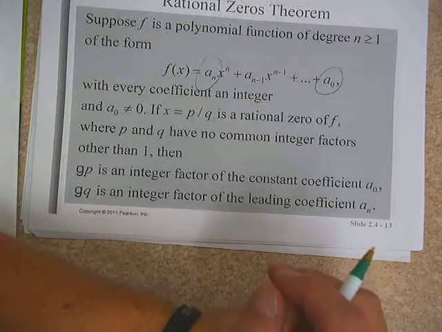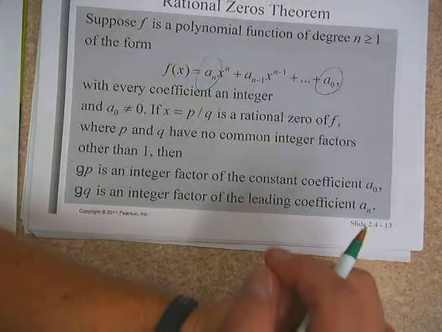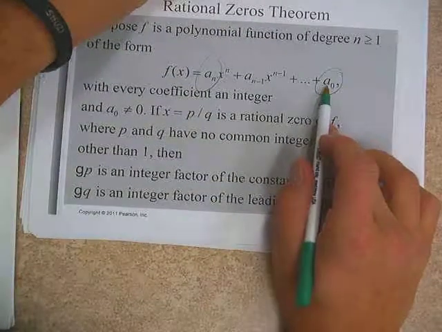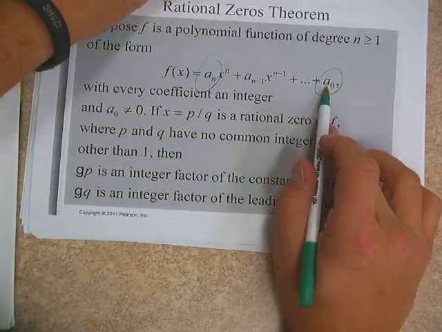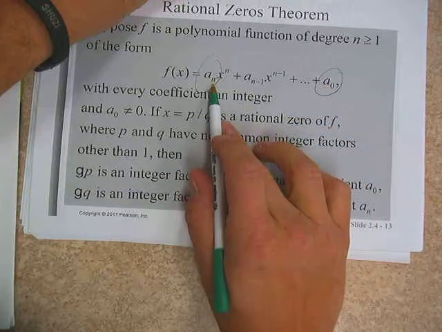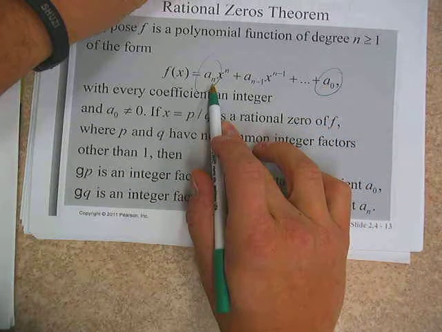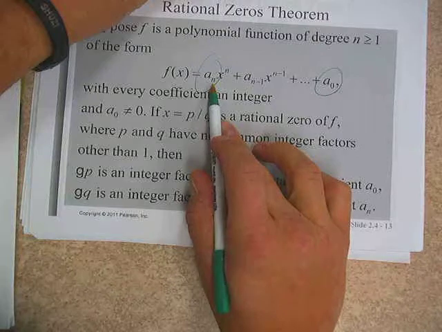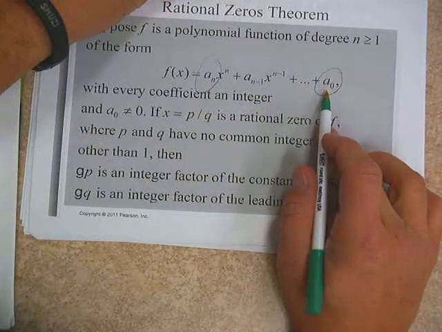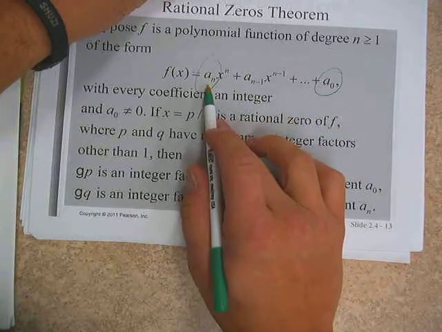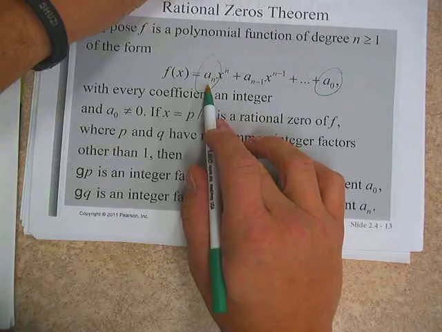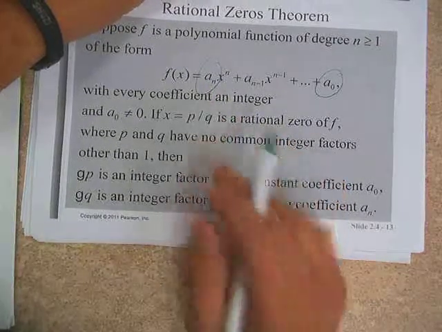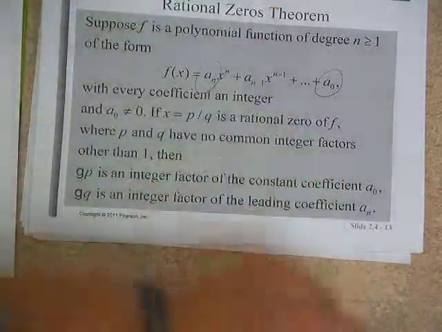Fair enough? And what we're going to do is make a list of what we call possible rational zeros. They have to come from factors of the constant term divided by factors of the leading coefficient. So this list has to come from factors of this one divided by factors of this one.